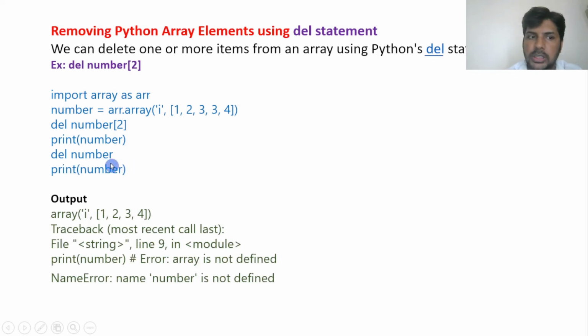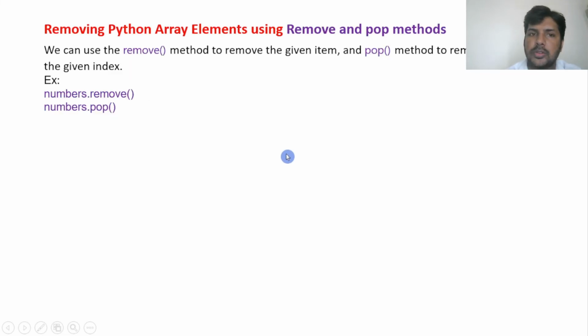Okay, so when I say delete number, what happens? Everything will be deleted. Suppose if I say delete number 2, okay, only specific position number will be deleted. Nice, right? Not only delete statement, we can also use other methods. For example, you can use remove and pop. So what's the difference between remove and pop?